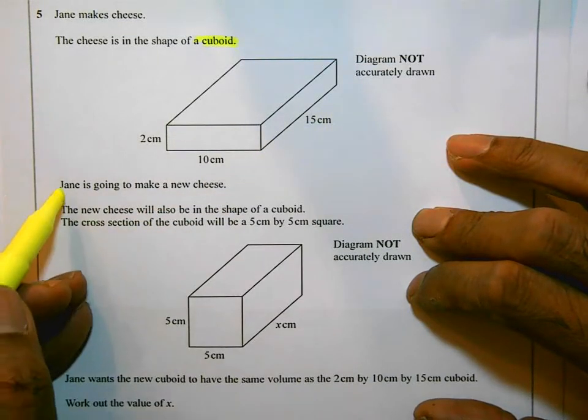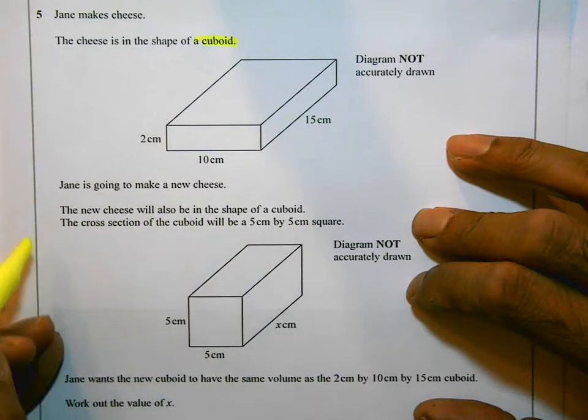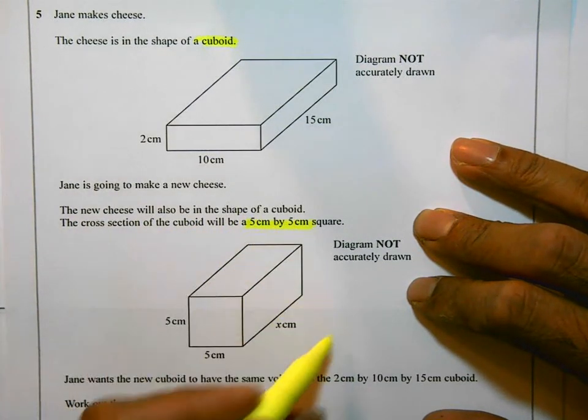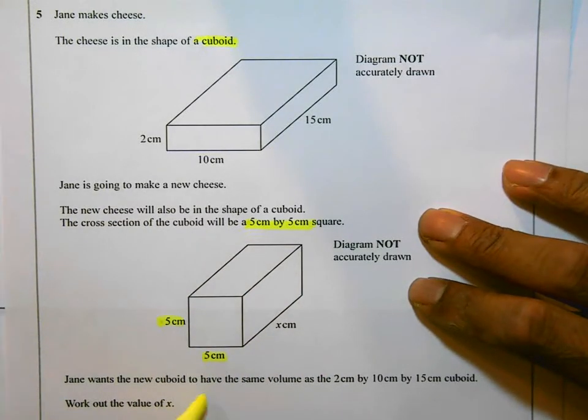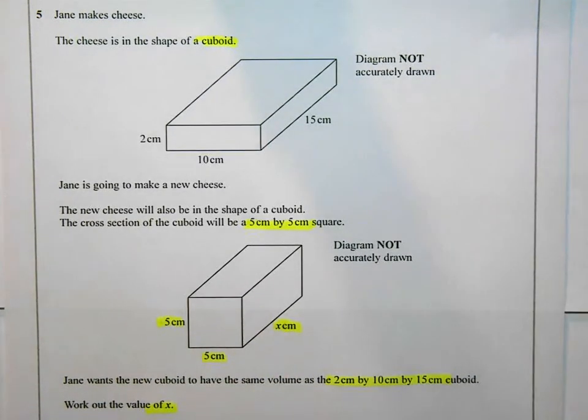Jane is going to make a new cheese. The new cheese will also be in the shape of a cuboid. The cross section of the cuboid is 5 by 5 centimeters squared, and they've given us that information here. Jane wants the new cuboid to have the same volume as the 2 by 10 by 15 cuboid. Work out the value of x. So they want us to work out this value here.